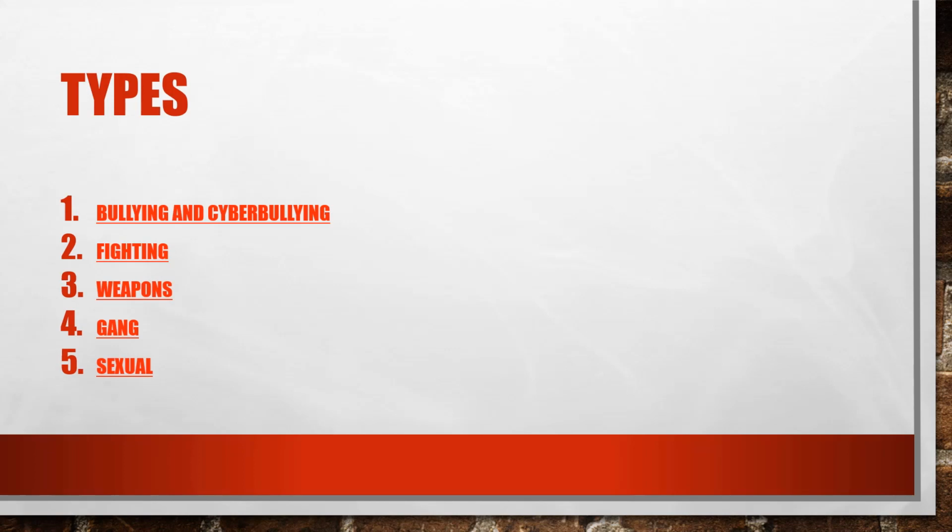Weapons. Yes, they still can find their way on some campuses. So you want to be aware of that. You want to be aware of the gangs that are in your area, because gang violence does happen. Nine times out of 10, it's going to be off-site. But you want to be aware of it, because it can filter into the school system.